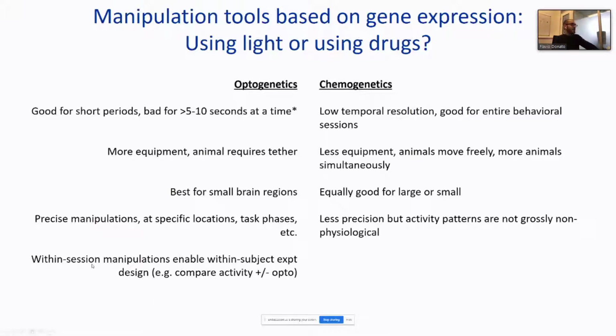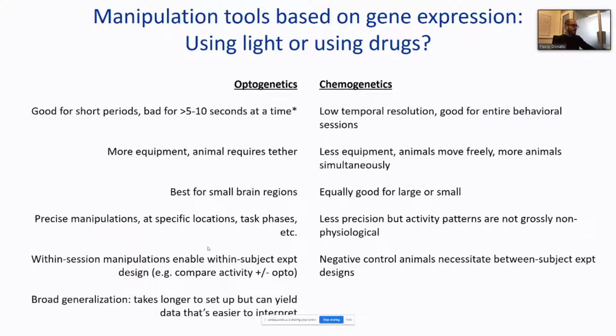Yes, so you can have, again, this temporal precision. Optogenetics is very good if you want to manipulate activity within the same animal, within the same task at multiple times. You can even think about activating at one phase of the task and inhibiting at another phase of the task, while when you inject the drug with chemogenetics, you basically elicit the response and you have no control on the temporal delay.